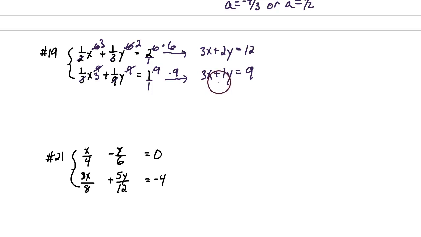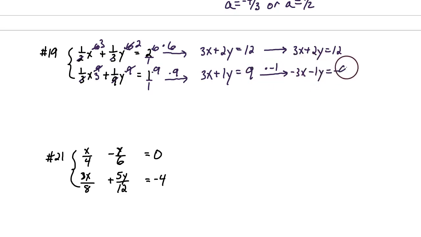So now let's decide whether to use combination or to use substitution. I'm going to choose combination. This is positive 3x. If the other one was negative 3x, then they would be opposites. So let's keep the first equation exactly the same as it is. And on the other one, let's times everything by negative 1. 3x times negative 1 is negative 3x. 1y times negative 1 is negative 1y. And 9 times negative 1 is negative 9.